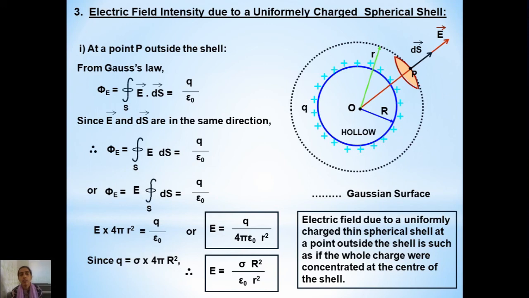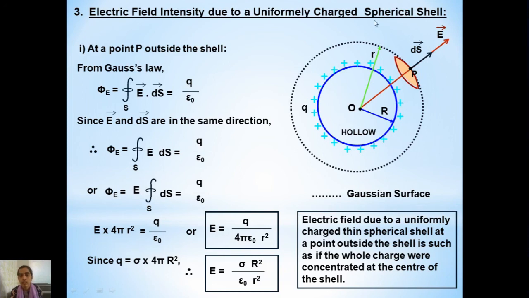So we will follow the same 4 steps what we had followed in the previous practical applications, right? First step is to consider the Gaussian surface. Second step is to calculate the total flux. Third step is to calculate the total charge, and then substituting the values and calculating the electric field intensity. So the same thing we did here.